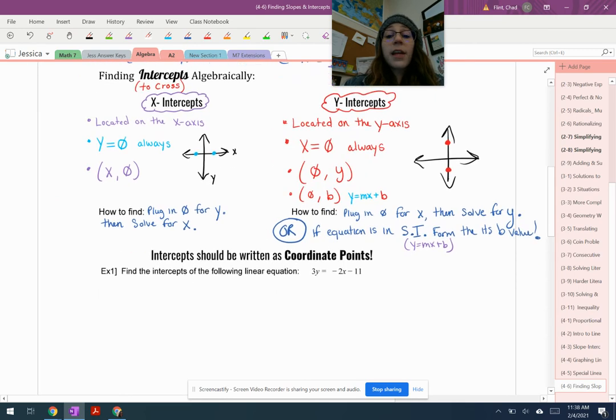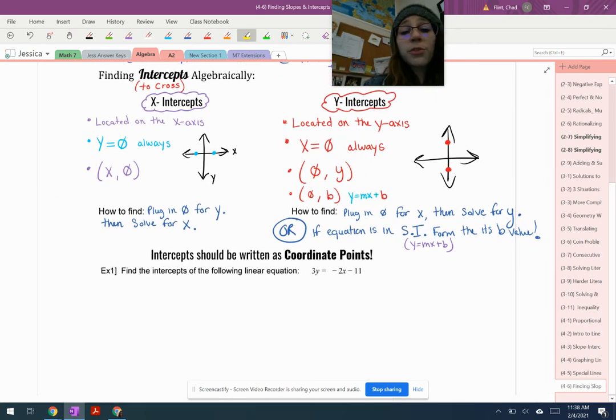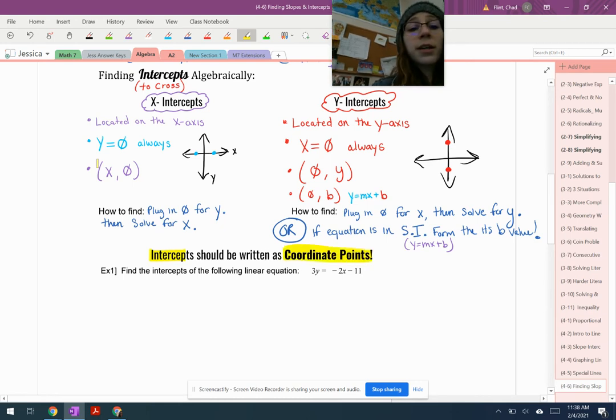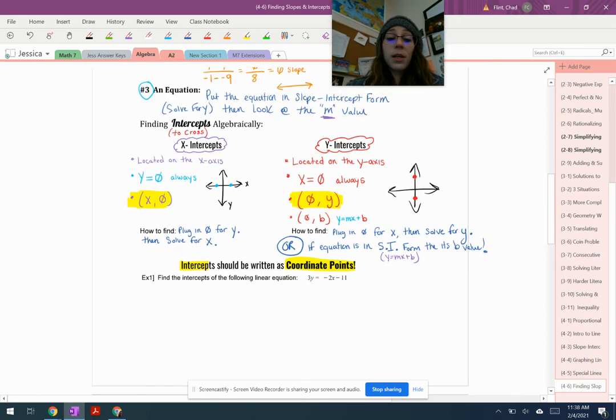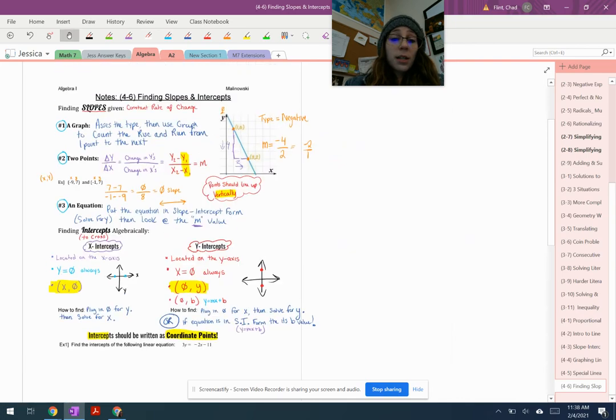And the last little thing that I want to talk about here is that when you're talking about intercepts, they should be written as coordinate points. So your x-intercepts will be x comma 0, and your y-intercepts will be 0 comma y. All right, we'll look at an example in the next one.